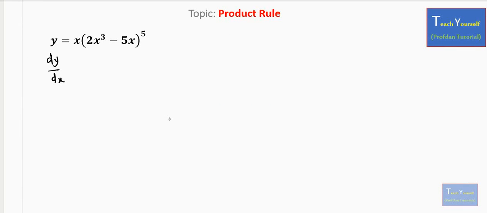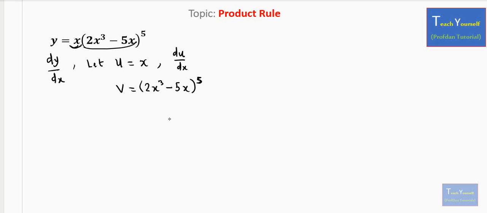So what you're going to do as a good mathematics student is first you see that there are two likely functions, yeah? Okay, so you can represent let u be equal to the first one, x, and I can have v to be equal to the second one, which is (2x^3 - 5x) raised to power 5. Remember, in your product rule, you need to differentiate the u function. So that's going to give us, differentiate u with respect to x, which would be 1.